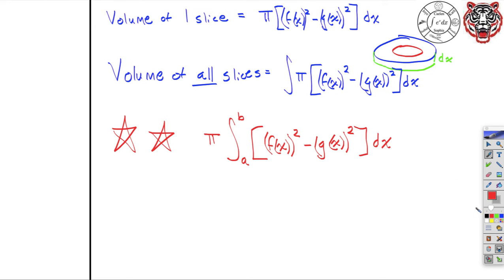And just to add on a note here, I'm still going to do this in red. This thing was our capital R, that was the top. This thing was our lowercase r, so it's lowercase r squared, and that was our bottom.